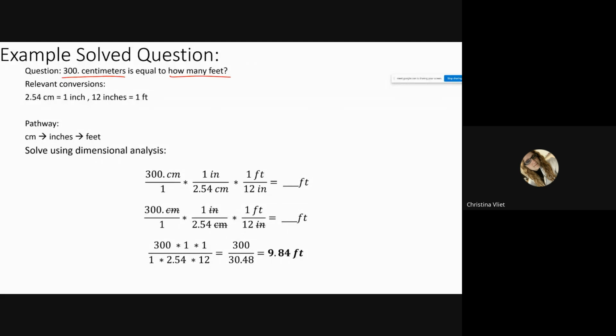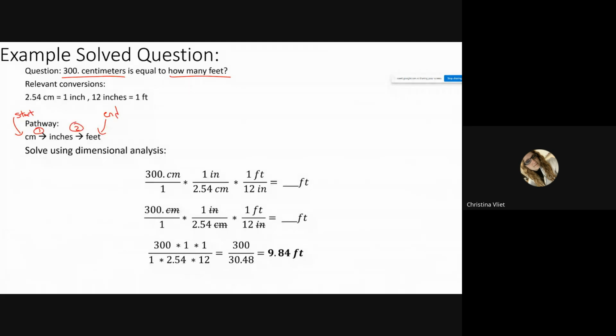Looking at the question, you would first find your relevant conversions. Centimeters don't go to feet on your paper. You don't have a conversion here from centimeters to feet. You do have a conversion from centimeters to inches, and you have a conversion from inches to feet. You would have to use 2 conversion factors here. Your pathway, you're starting at centimeters, that's where your given is, and you're ending at feet. You need 2 steps to get there. Centimeters to inches, inches to feet. You will need to use 2 conversion factors.